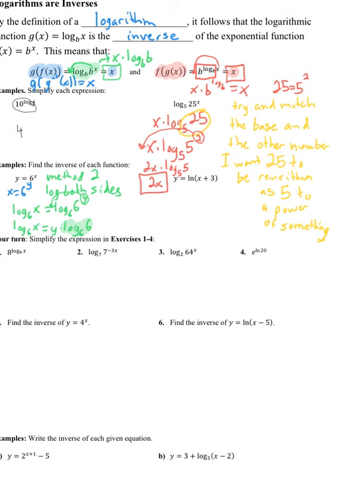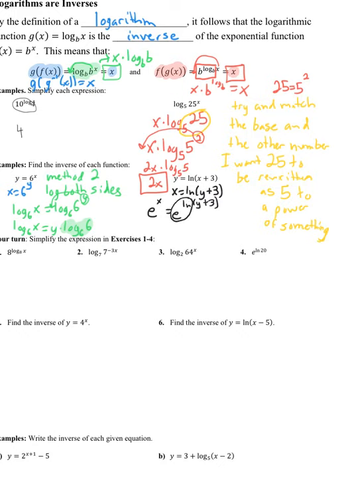One more problem here. We'll do y equals natural log of x plus 3. So the first thing I want to do is switch x and y. x equals natural log of y plus 3. And then I have natural log, which is like log base e, so I want to do base e to both sides.